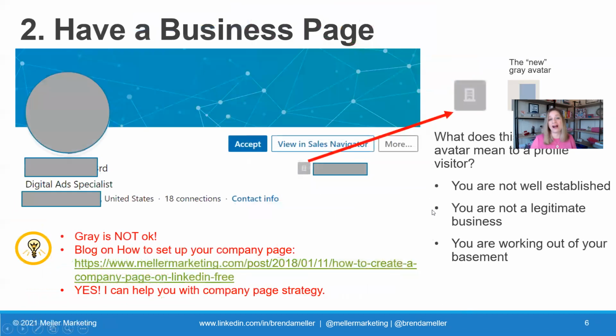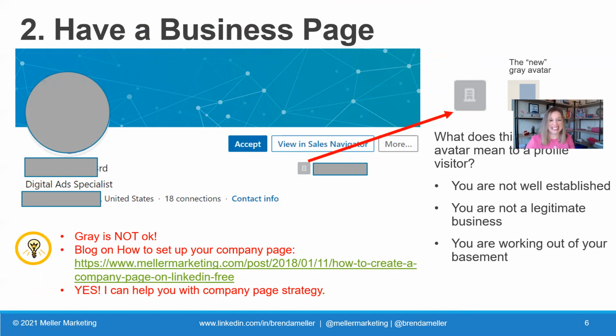All right, we're going to move along to my second tip, which is to have a business page. Okay, this is another thing. Oh, when I see these profiles, you guys, it just makes me cringe. I had a profile, this person reached out to me, a digital ad specialist, right? This person did not have a company page.